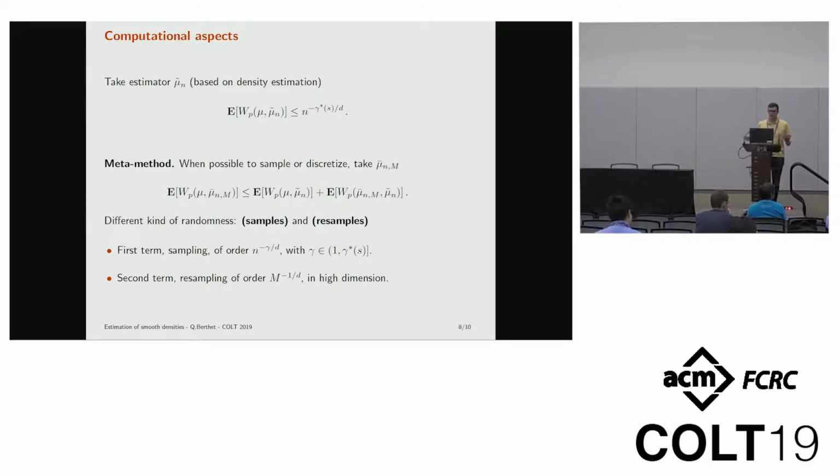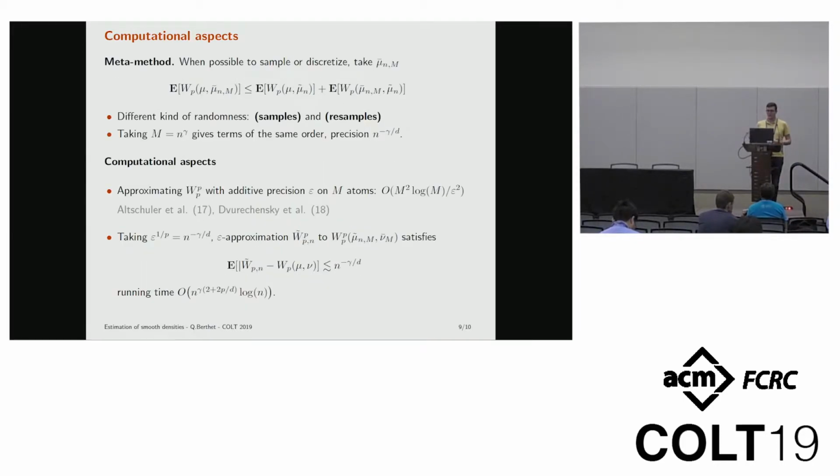Now, more generally, for any estimator that has an improved rate that's not n to the minus 1 over d, but n to the minus gamma divided by d for gamma larger than 1, we can have this resampled estimator, and we can control its precision by decomposing the error into the sampling and resampling error. The second term has an error of order capital M to the minus 1 over d in high dimension, and we control capital M. We can make it equal to the first term by taking capital M to be of order n to the power gamma.